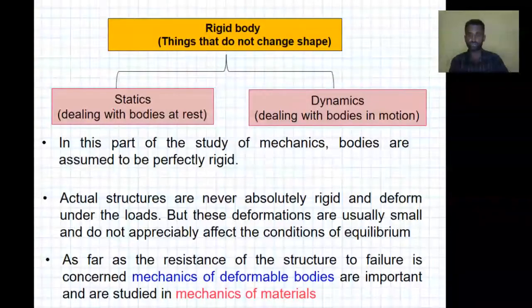So, generally, in this course, we are going to consider the structure to be perfectly rigid and the object to be at rest. We have to understand that actual structures are never absolutely rigid. They may deform under the application of forces. However, the deformations are usually very small and do not affect the condition of equilibrium. So, as far as the resistance of the structure to failure is concerned, mechanics of deformable bodies is very important, or it comes into the picture. And this will be studied in the course called Mechanics of Materials.